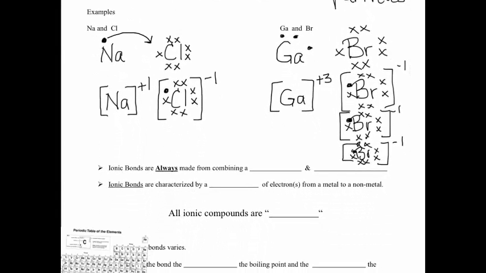All right, a couple of things to note. Whenever an ionic bond happens, it's because a metal and a nonmetal have formed bonds together, one losing electrons, the metal, and the nonmetal gaining those electrons. As a result, we say that ionic bonds are characterized by a transfer of electrons.